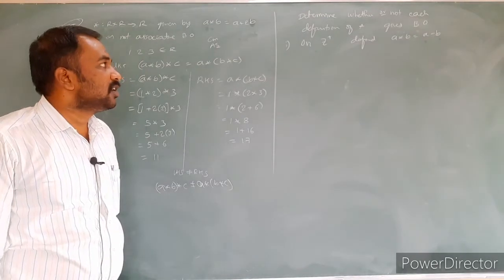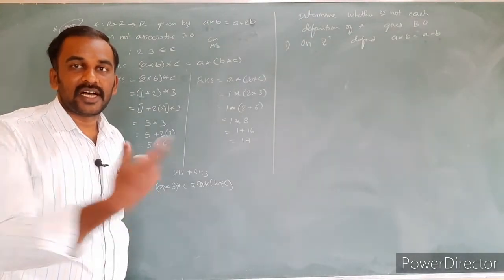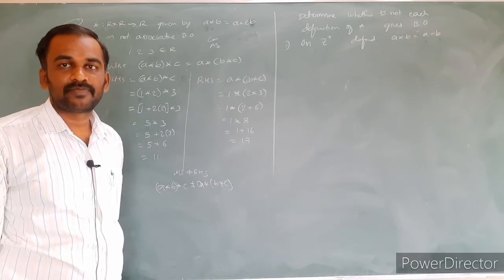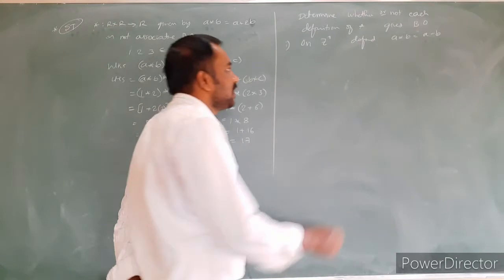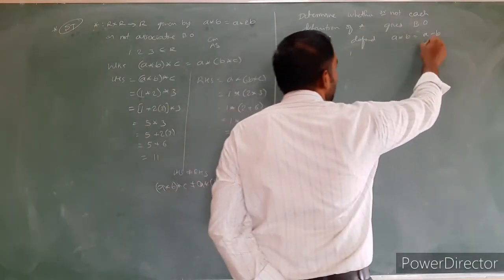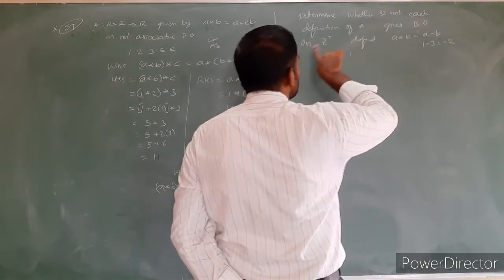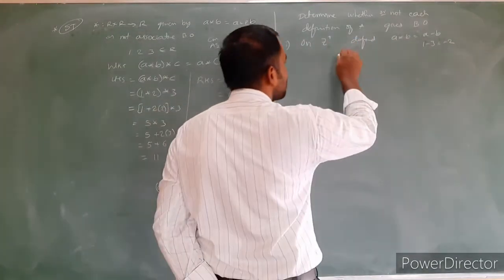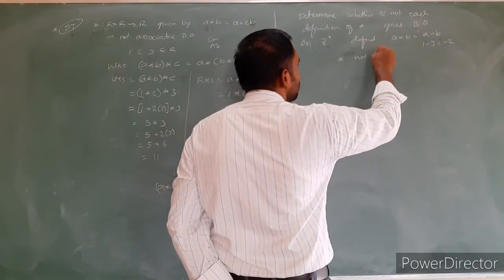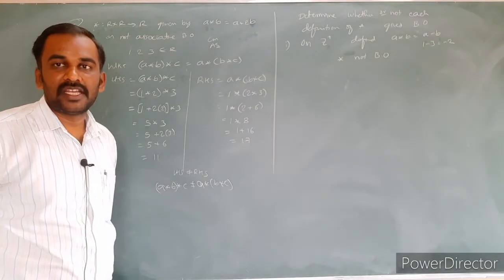Now, what do you say? On the positive integers, the difference of any two positive integers, will you again get a positive integer? In some situations it fails. For example, if I take 1 minus 3, what is 1 minus 3? Minus 2. Is minus 2 a positive integer? No, it is not a positive integer. Therefore, star is not a binary operation.